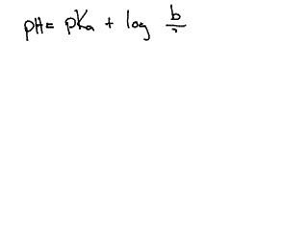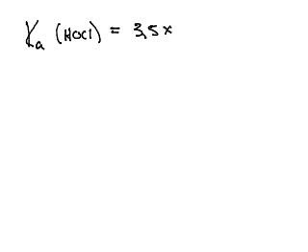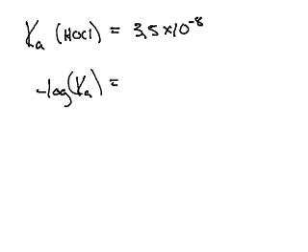So we can say the pH is equal to the pKa plus the log of base over acid. You have to look up the Ka of HOCl. The value of the Ka is 3.5 times 10 to the negative 8. So I'm going to take the negative log of the Ka, the negative log of 3.5 times 10 to the negative 8. It should be 7 point something, right? 7.46. So now I'm going to go back to this screen here.